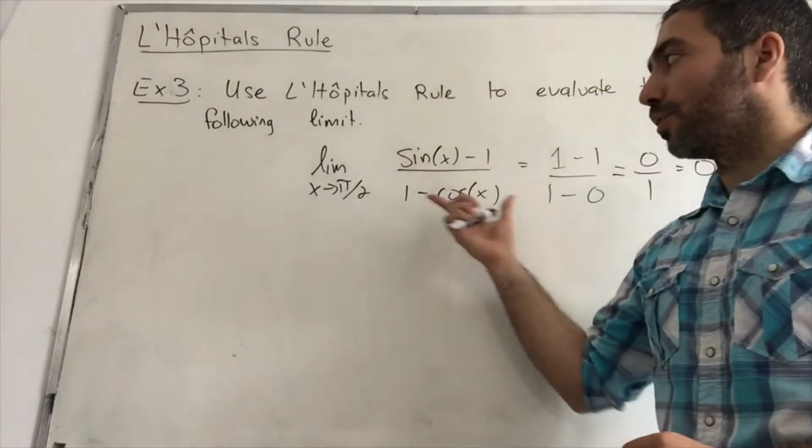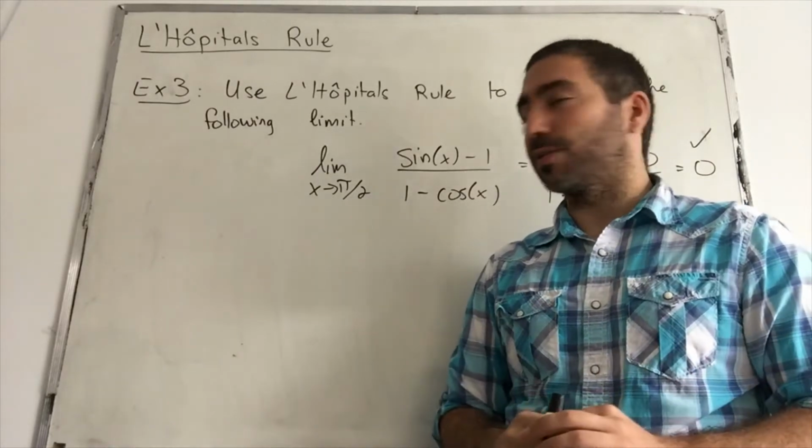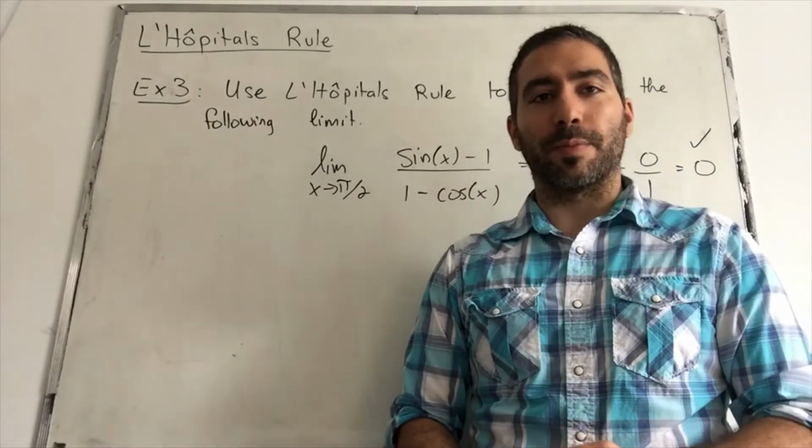So this was a bit of a trick. Here, direct substitution just works. We plugged in the limit, it gave us a number, we're done. No L'Hopital's rule. Okay, so let's look at another example.